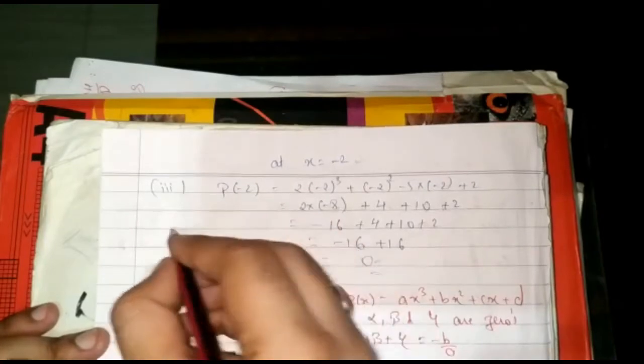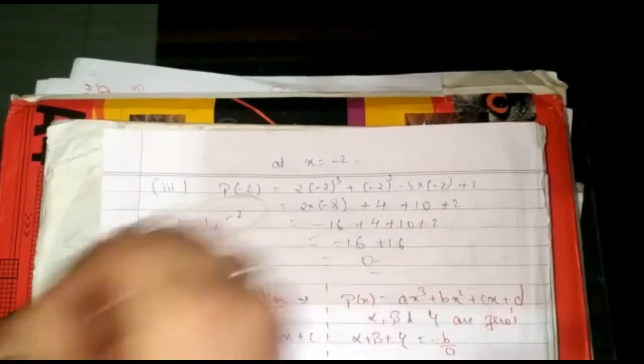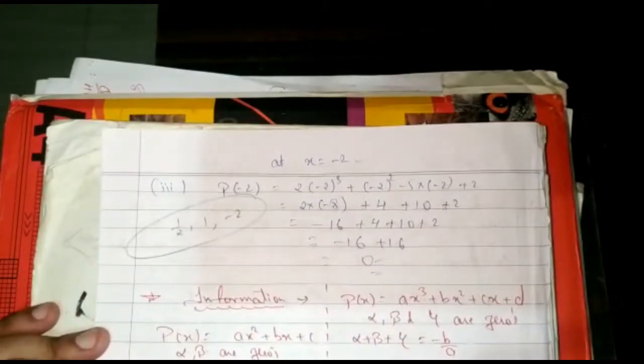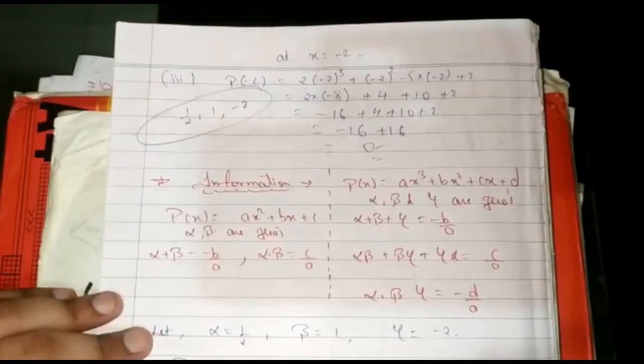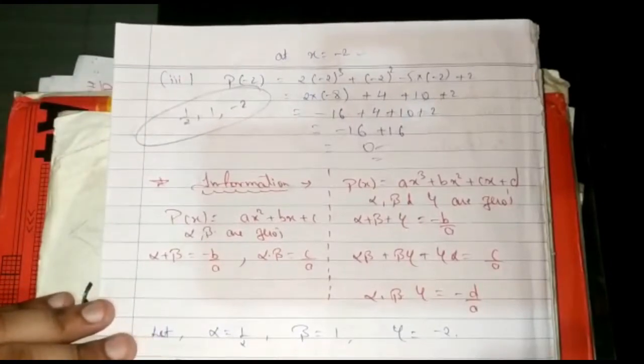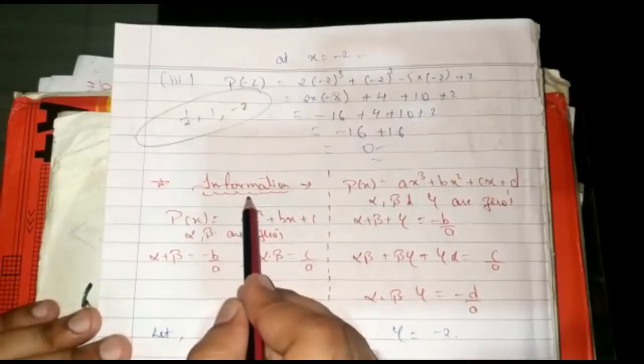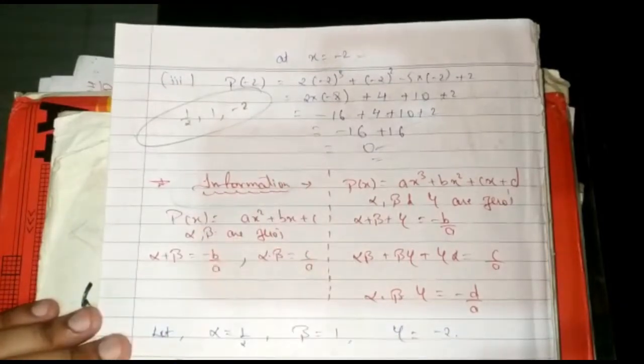So with this process we will discuss that 1 by 2, 1 and minus 2 are the zeros of this polynomial. Now I have some information for you to verify the relation between zeros. Here is some information through which you can understand how to verify the relation between zeros.